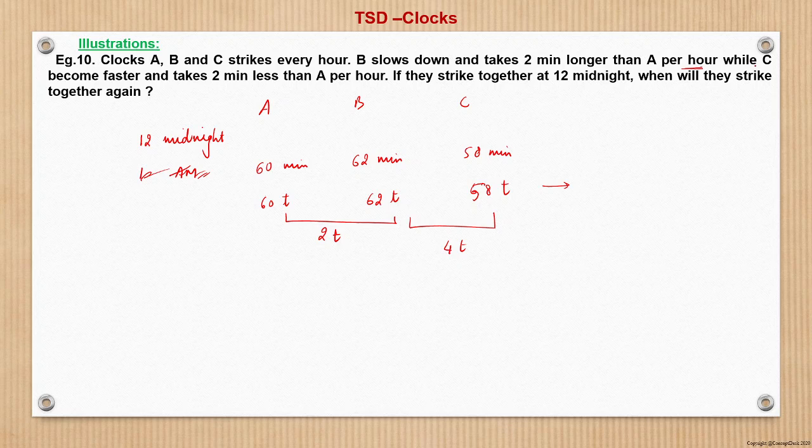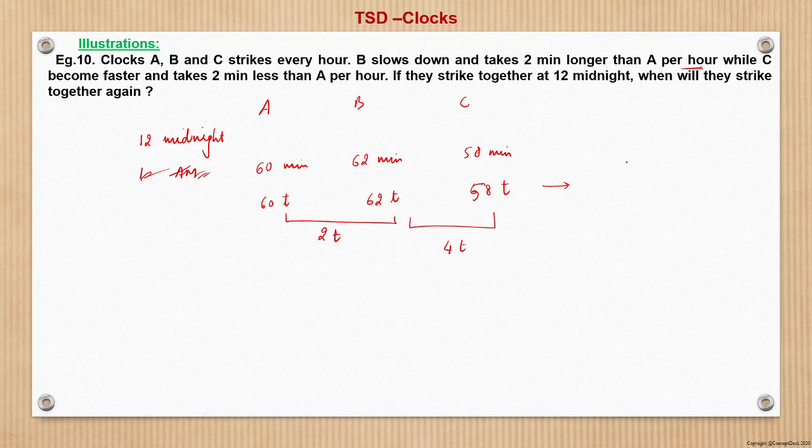And here, C becomes faster and takes 2 minutes less, so from A it will be 2 minutes less. So the difference is 2T. So say after 4 hours, it will be 4 into 2, that is 8 minutes less. So this is the most generic way of writing it. So this will be striking after 60t, 62t, and 58t.